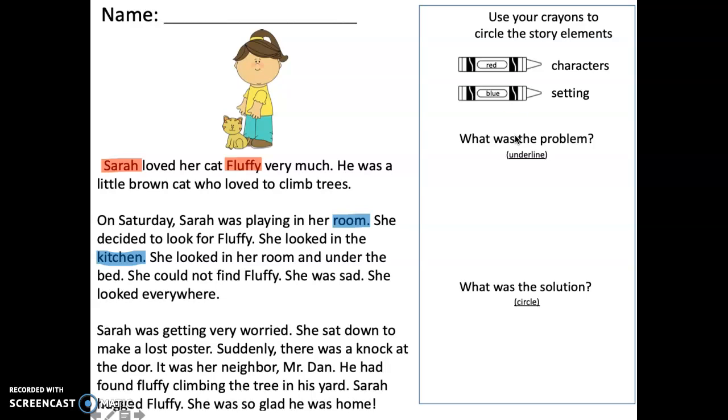Then the next thing, once we've found our character and our setting, is to find out what was the problem. What was Sarah's problem or Fluffy's problem? And we were going to underline that. Here I underlined the problem, that she could not find Fluffy. Fluffy was missing. That was definitely the problem in this story. She lost her cat. And then hopefully our solution is how that problem was fixed, which we're going to circle.